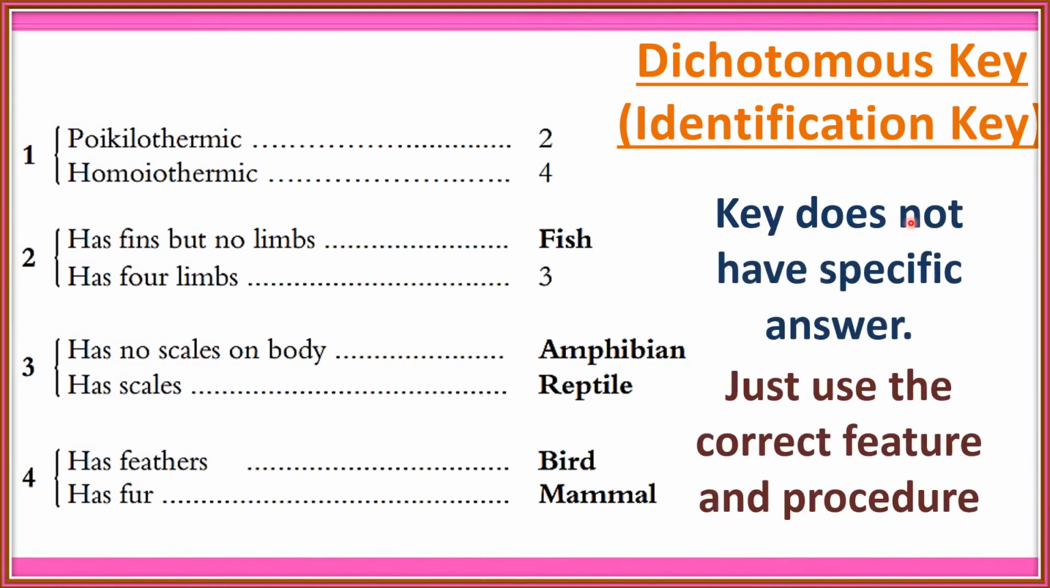Now, a key does not have a specific answer. It is not that when I make the key, I will start with this one. No, just use the correct feature and proceed. Someone may start with this, another may start with this one, and this one may be the last one. So it does not have a specific answer. For you, just use the correct feature and you proceed.